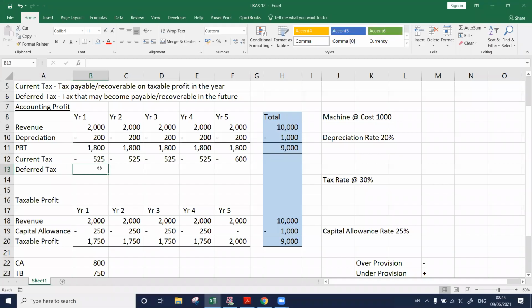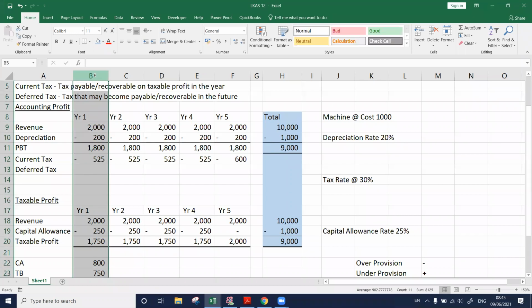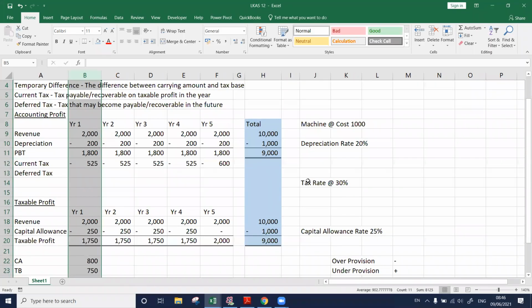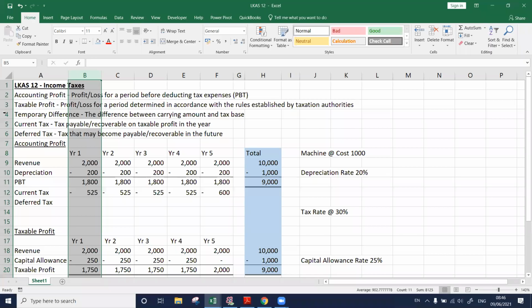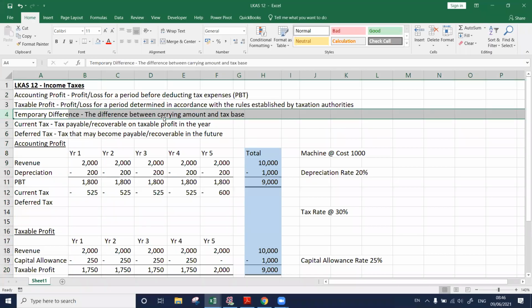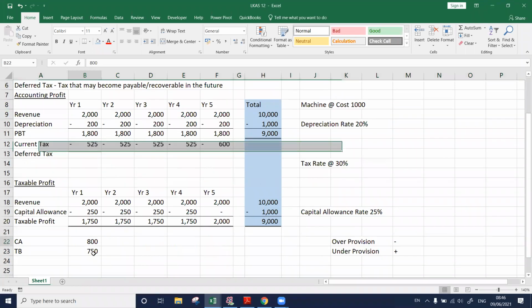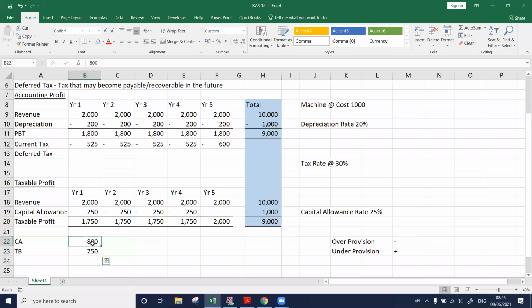So what is the temporary difference here in year 1? Now you know what temporary difference means, as we have discussed. It is the difference between the carrying amount and the tax base. What is the difference?